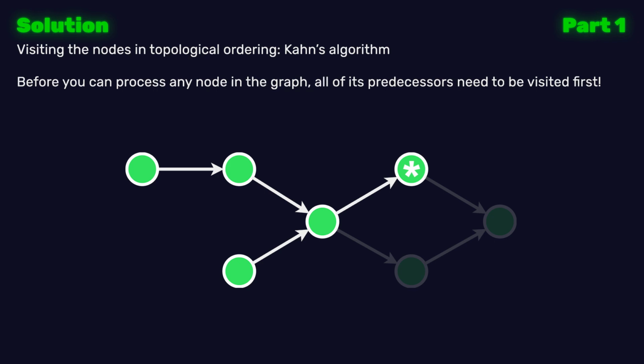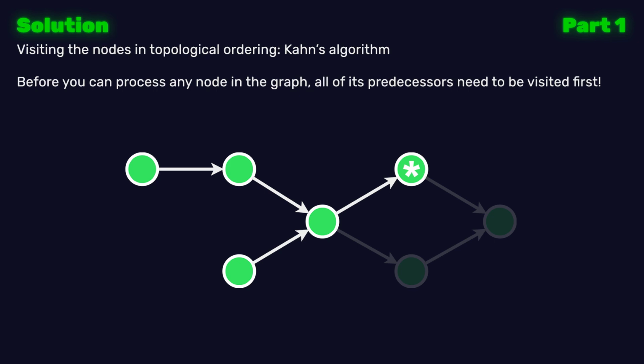For this, we can use Kahn's algorithm, but why do we even need to visit in this order? Well, it is important to realize that before you can process a node in the graph, all of its inputs need to have been processed as well. Logically, this then means that we can only ever start processing the nodes in our graph which have no parent, or incoming wires, if you will.